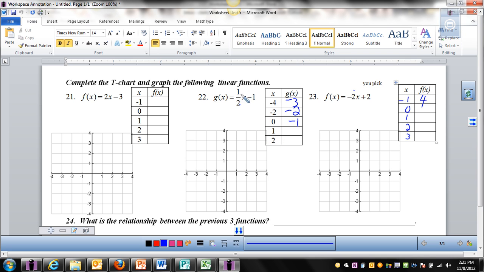Plug in 1. Oh man, decimals. We can still do it. Half of 1 is 0.5. Okay. 0.5 take away 1 whole would be negative 0.5. Okay. Plug in 2. Half of 2 is 1. 1 minus 1 is 0. So here we go. We've got a bunch of ordered pairs.